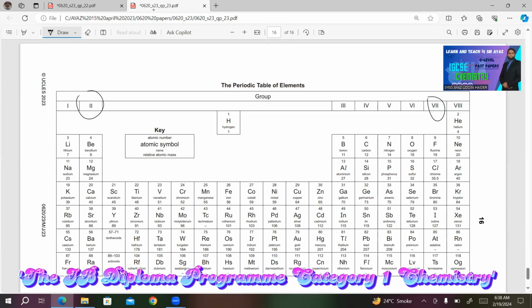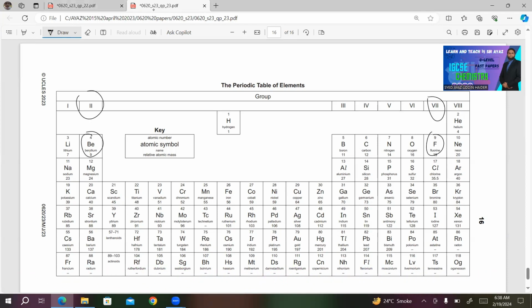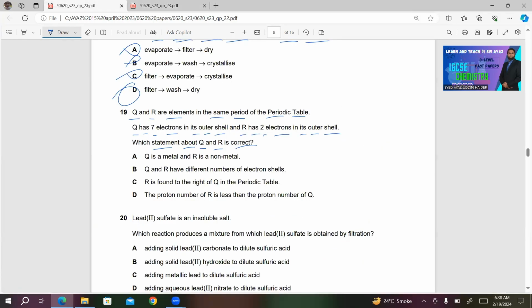So in the same period, if you take fluorine and beryllium as an example, you see both of these are in the same period. And look at their proton numbers. Beryllium is 4, fluorine is 9. I am writing it here. Beryllium 4, fluorine 9. This is Q and this is R. Q is a metal and R is a non-metal. This is incorrect because Q is a non-metal and R is a metal.